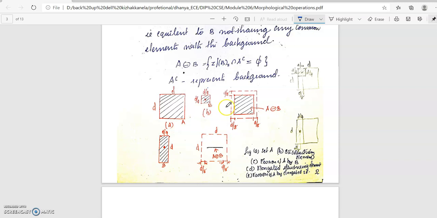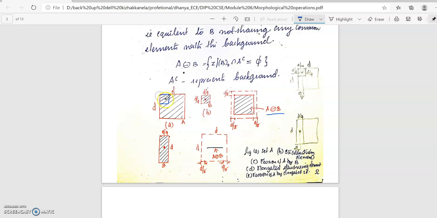Erosion of image A by B is denoted by this symbol, A erosion B. If I take the translated versions of B, that is, I translate B over A, the result of erosion means selecting all the points such that B is fully contained in A. Here, consider I am placing B like this.